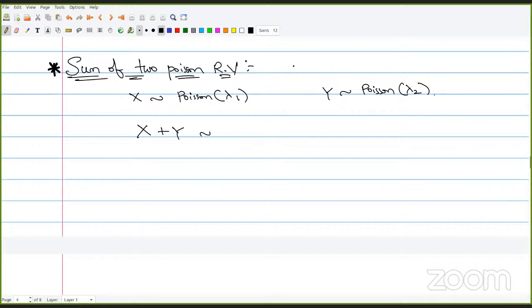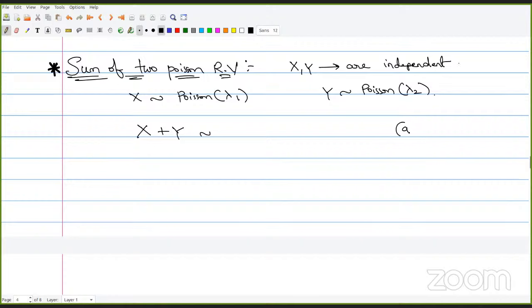And one more condition I need to give: X and Y are independent. I didn't say anything about independence, you are assuming it. X and Y need to be independent, okay? So there are two independent random variables X and Y, which follow Poisson lambda 1 and Poisson lambda 2. What I want is a new random variable X plus Y, the sum of two Poisson random variables. What is the distribution of this sum?